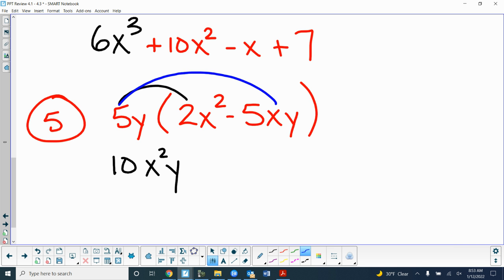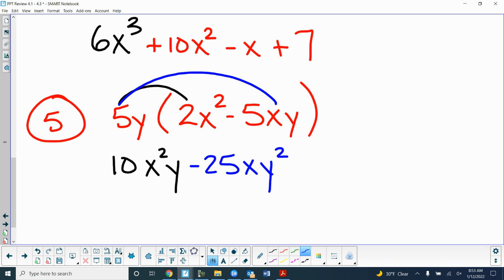And then 5y times negative 5xy is negative 25xy squared. So my x's went in the right order. The x squared first, and then the x to the first. A lot of times when you do that and have multiple variables, the other variable goes up, which that did. Not always, but a lot of the times that happens.